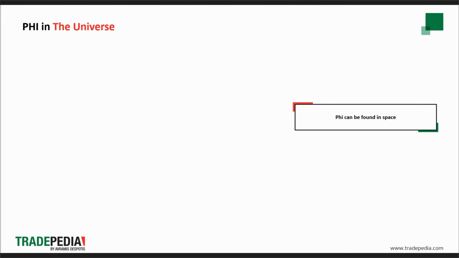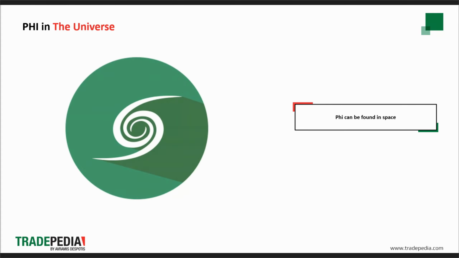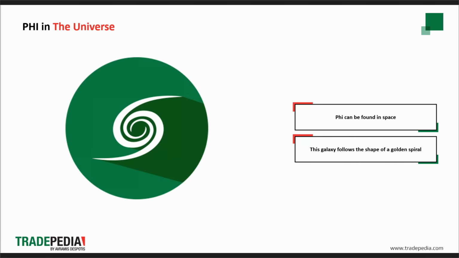Where else can we find phi? We can find phi in space, in the galaxy, a spiral galaxy. Again, it follows the shape of a golden spiral. Again, it is a sequence of numbers. It is a ratio.